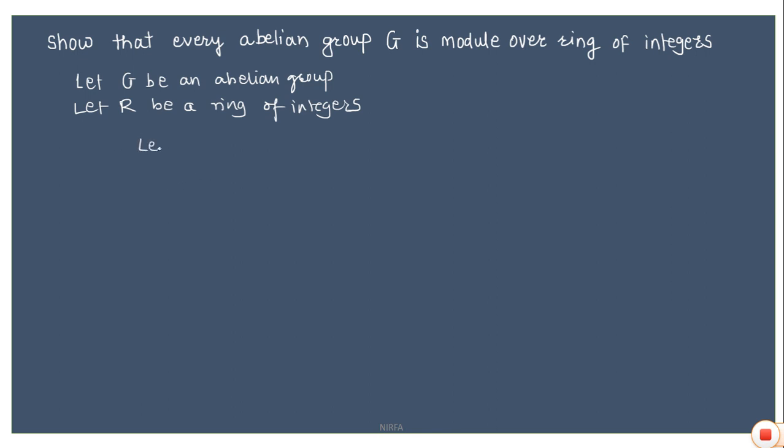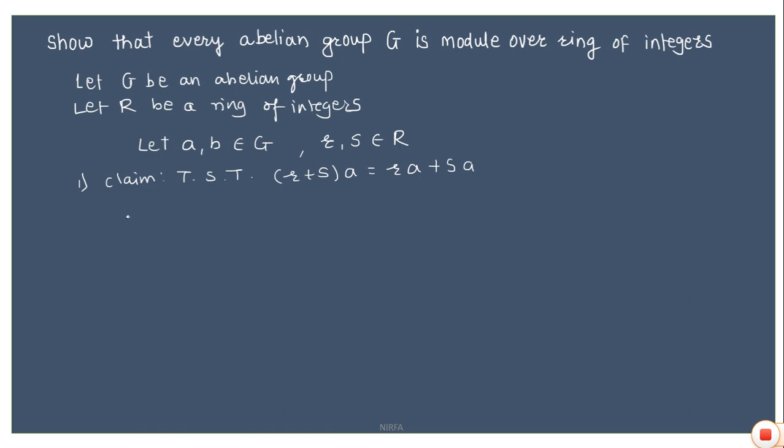So let two elements a, b be members of G, and two elements r and s be members of the ring of integers R. And the first condition we want to show, that is, we put in the claim to show that (r plus s) times a is equal to r times a plus s times a.